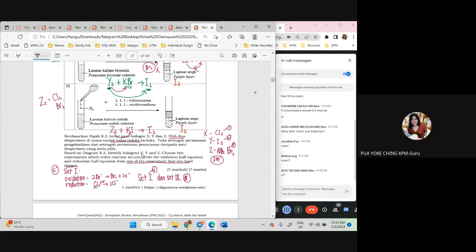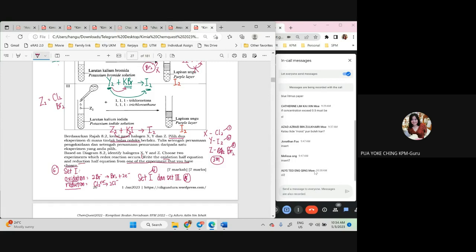Tolong label. Label mana satu eksperimen yang kamu pilih. Label oxidation and reduction. Wajib. Kalau tak label, kita tak tahu macam mana nak tanda. Okay, we cannot know how to mark. Saya pun dah lupa macam mana kita nak tanda kalau you tak label. Okay, so make sure must label because dia tanya oxidation and reduction.